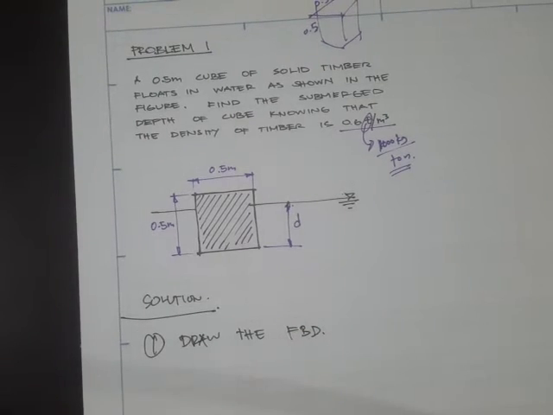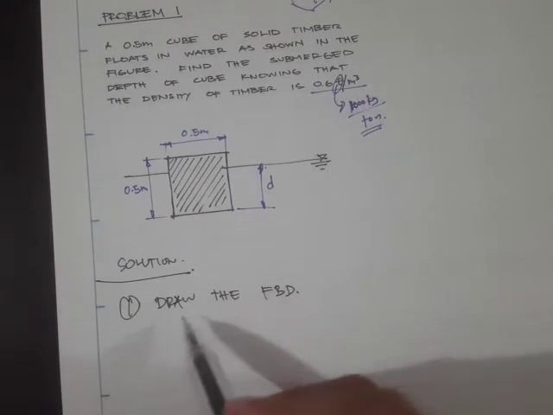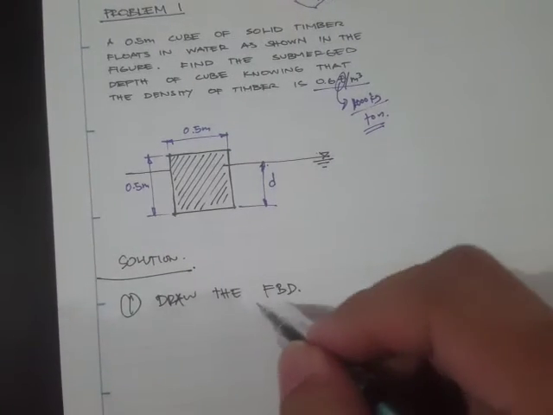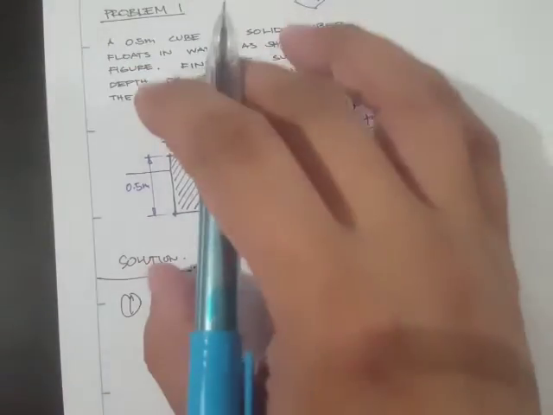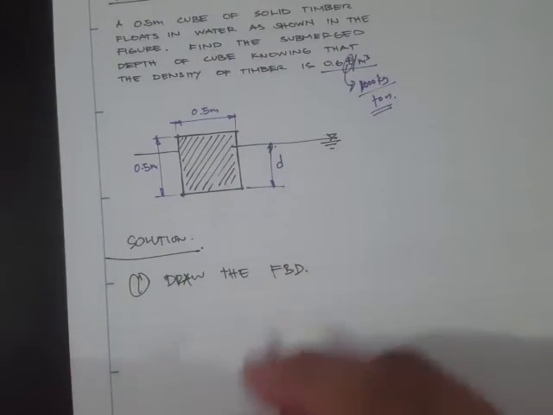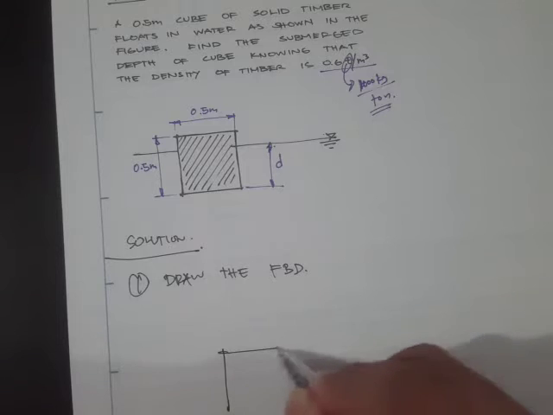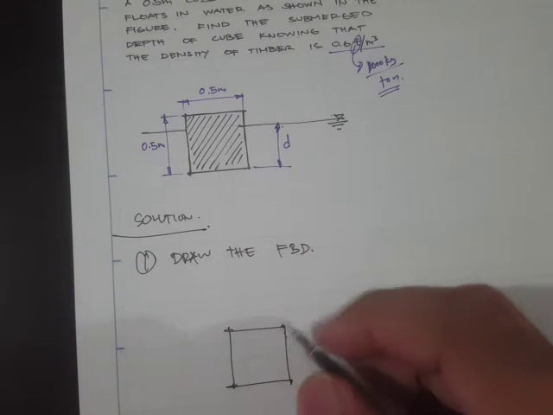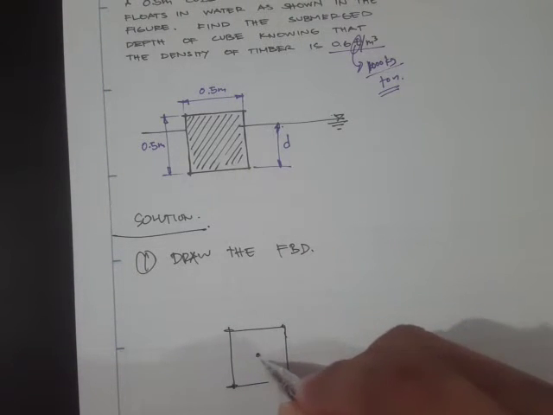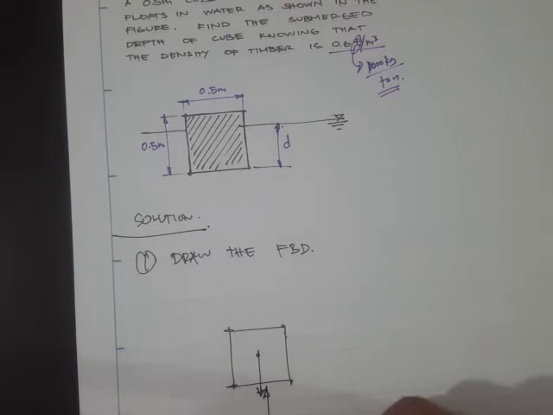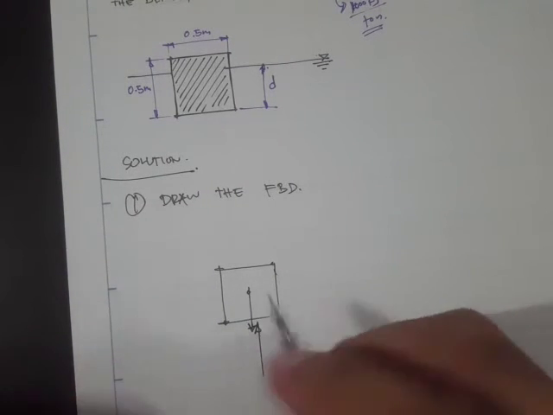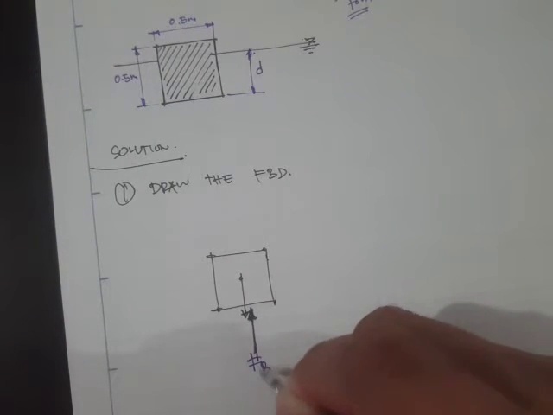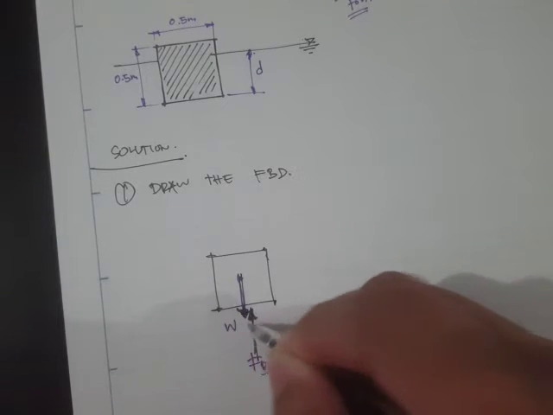Since it's all about the force analysis, this will help us visualize what's going on in this system. To draw the free body diagram, let's say this is our timber, and we have a weight and also a buoyant force. So this is our FB, this is our weight.